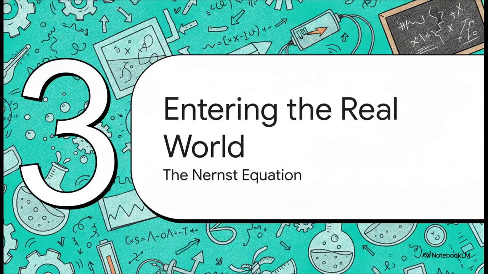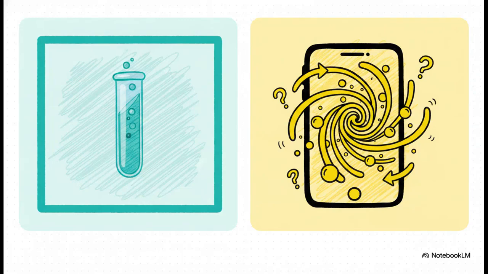All right, part 3, entering the real world with the Nernst Equation. Now, here is where Dr. Chem's lecture makes a really distinct shift. We're stepping away from the perfect chalkboard world and into messy reality. You see, real batteries, they almost never operate in a perfect standard state. As you're just sitting there using your phone, scrolling away, the chemical concentrations inside the battery are constantly changing. They are definitely not locked at a neat 1 molar concentration.